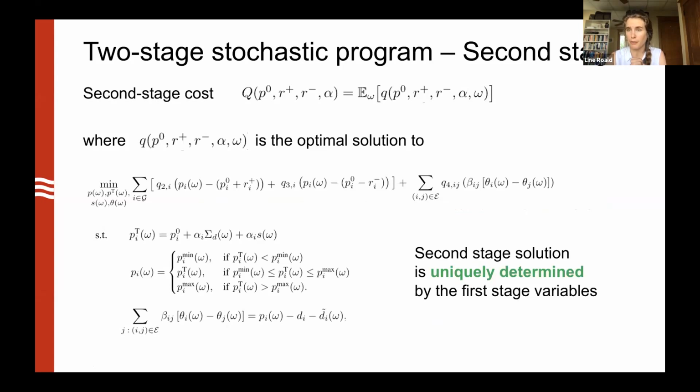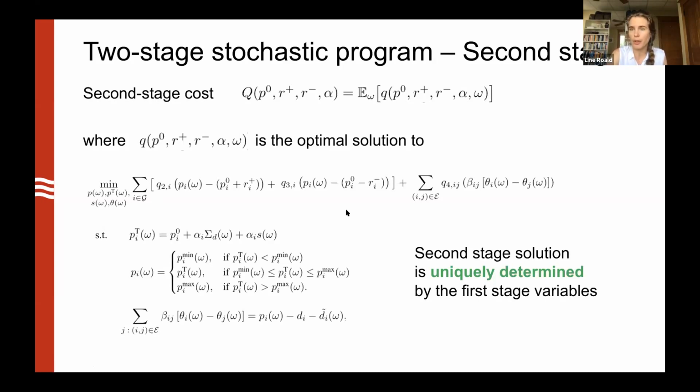All right. So what is important to note here is that the second stage solution is really uniquely determined by the first stage variables. What this means is that as soon as I fix the generation from the first stage variable, I also fix the generation, the reserve capacities, and the participation factor alphas, given an uncertainty realization. We can then solve the second stage problem as just solving a system of equations. It's really no more degrees of freedom.